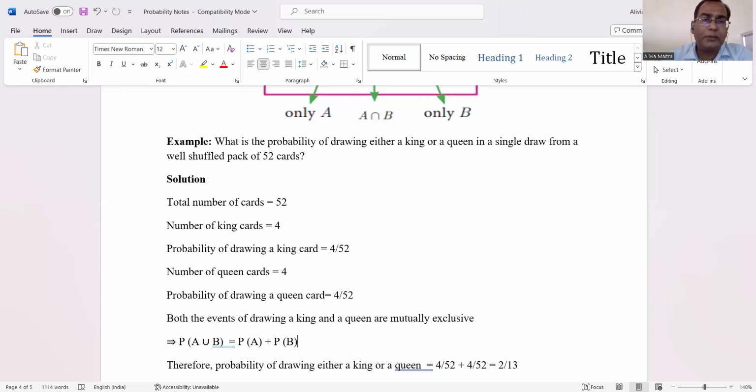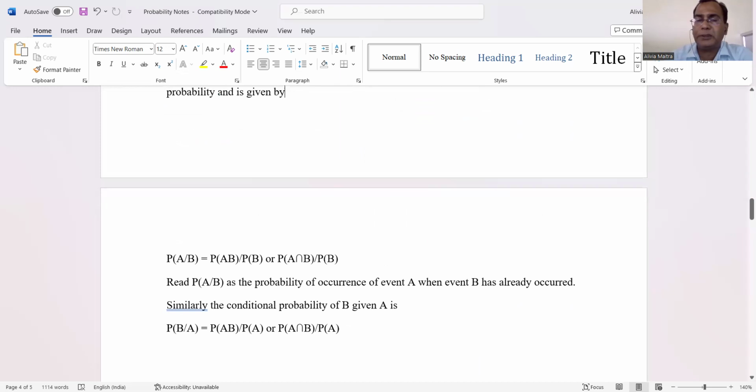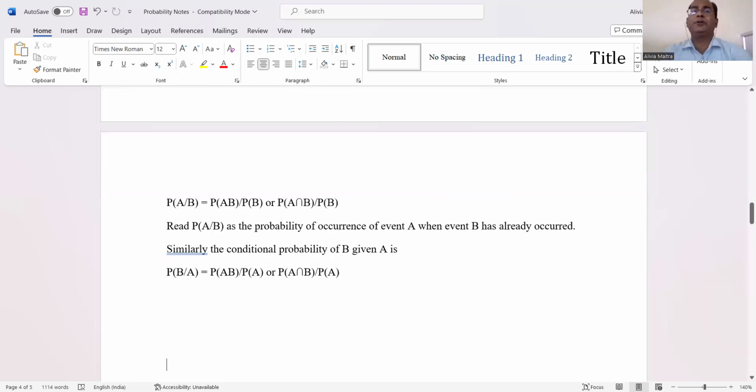So this is the addition theorem or the addition rule for probability. And this is one of the important parts of probability concepts. In later topics, we will discuss the probability distributions, where we will find the probability for two different possible distributions, discrete probability distribution and continuous probability distribution.